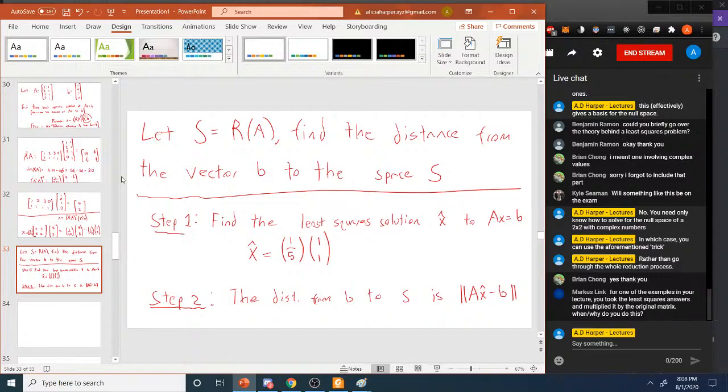So this problem that I've just stated has 2 steps. Step 1 is to find the least squares solution, which we just accomplished, and step 2 is to actually find the distance from the vector B to the subspace spanned by the columns of A, the column space. And the answer is that the distance from B to S is given by the magnitude of this vector. So let's figure out what that is.